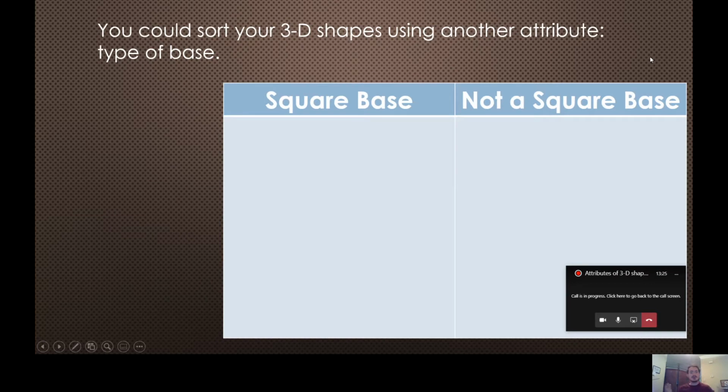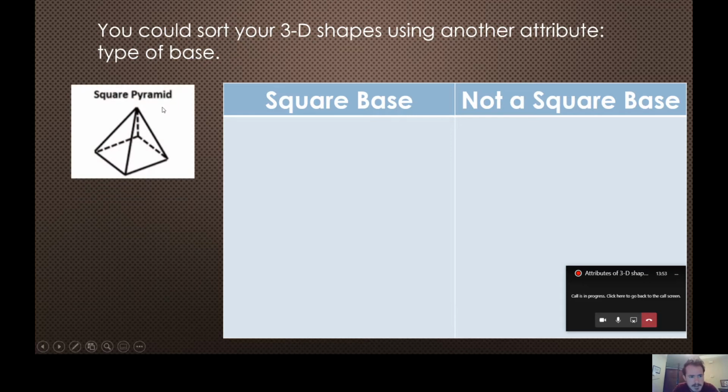You can also sort your three-dimensional shapes using another attribute. You could talk about the type of base. Now, a base is the surface or the face on the bottom of the three-dimensional shape. So I'm going to sort them into 2 categories. Either it has a square base, like the cube does, or it doesn't have a square base, not a square base. Let's look. So this shape is called a square pyramid.